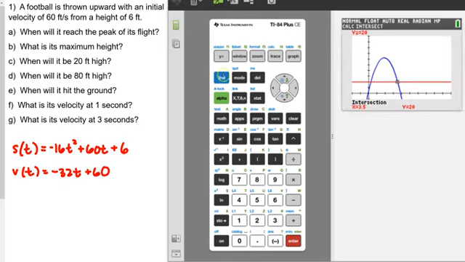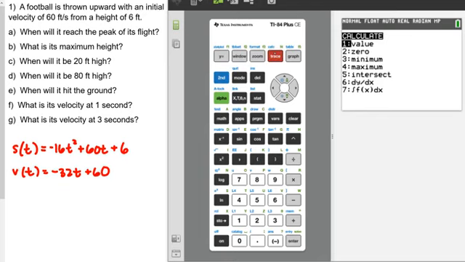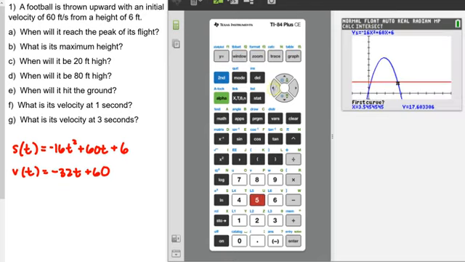Okay, now we repeat the process for the other intersection point. So second trace to take us into calc. Choose number 5 for intersect.